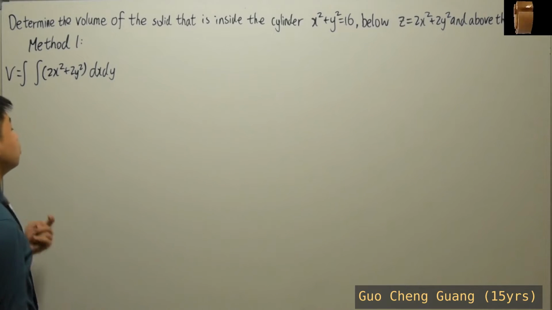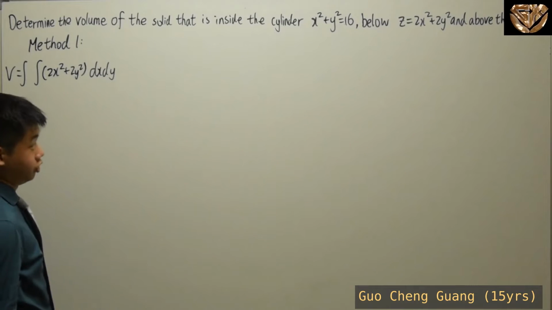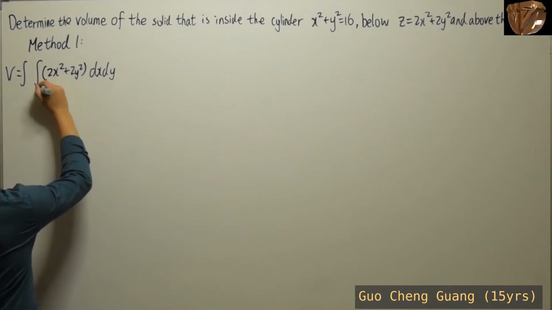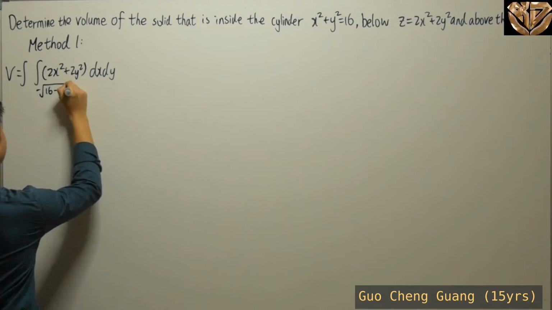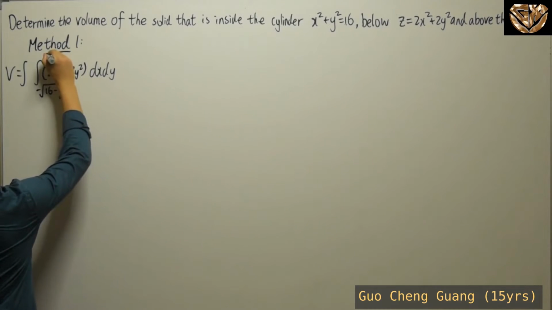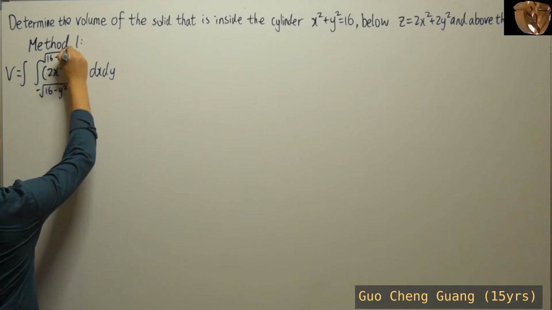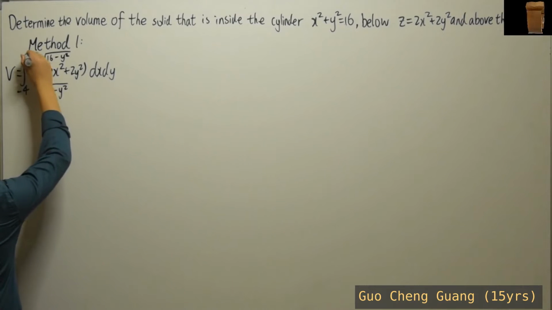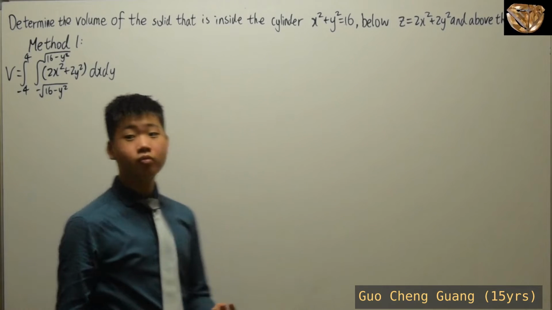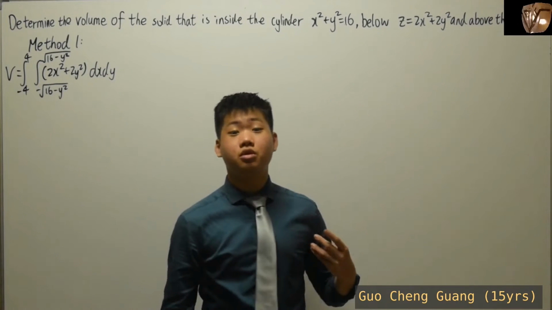So let's say you want to choose dx first. Then what you will have is from negative square root 16 minus y squared to positive square root 16 minus y squared. Well, for y, you're going to have from negative 4 to positive 4. So that is one of the ways you can think about it.